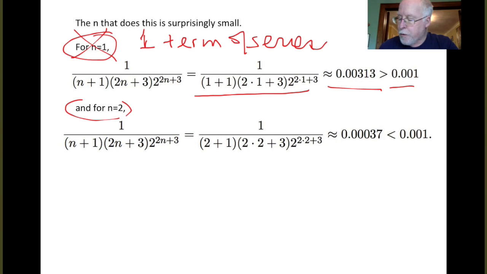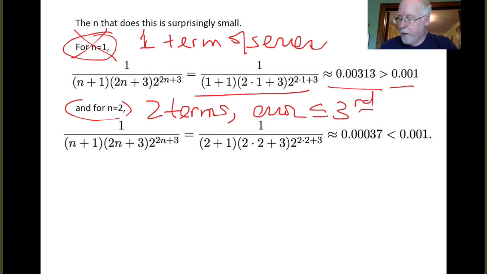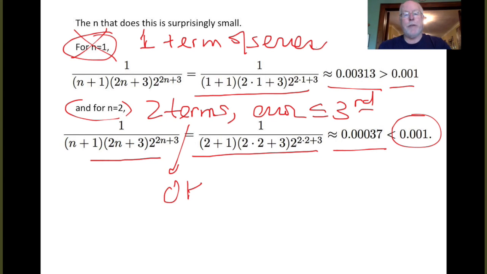That means we use 2 terms of the series, and the error is no bigger than the third term. So here is the n plus 1 term. If n equals 2, that'll give us the third term, and that calculation comes out to 0.00037, which is less than 1/1000th. So yes, 2 terms is enough. If we approximate the sum of the series by the first 2 terms, we're within 1/1000th.